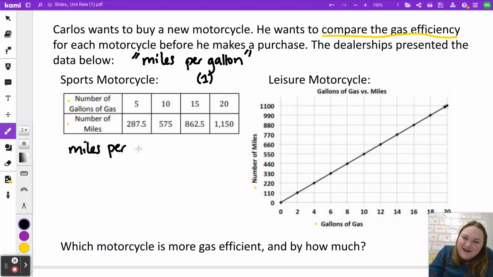I want to know the miles per gallon for this first motorcycle, which means I'm going to be doing more division, just like we did above. I'm going to take the number of miles he can go and divide by how many gallons it's using. Now notice this table, we've got 1, 2, 3, 4 pairs of numbers. It does not matter which pair of numbers you use, we just need to do division once. So go ahead, pause this video, see if you can figure out what the miles per gallon for this first motorcycle is.